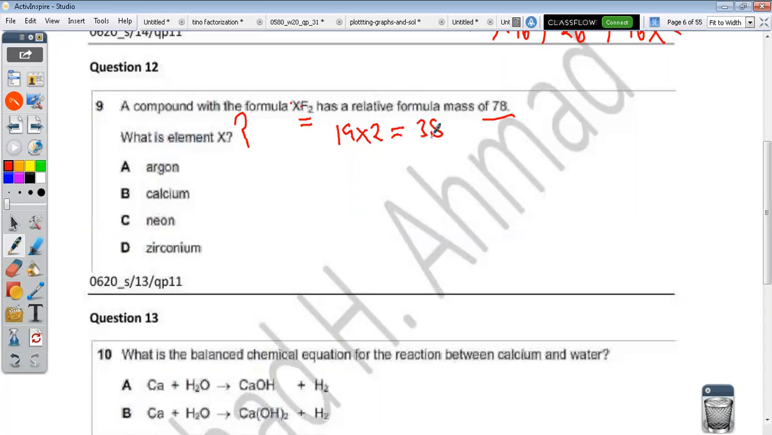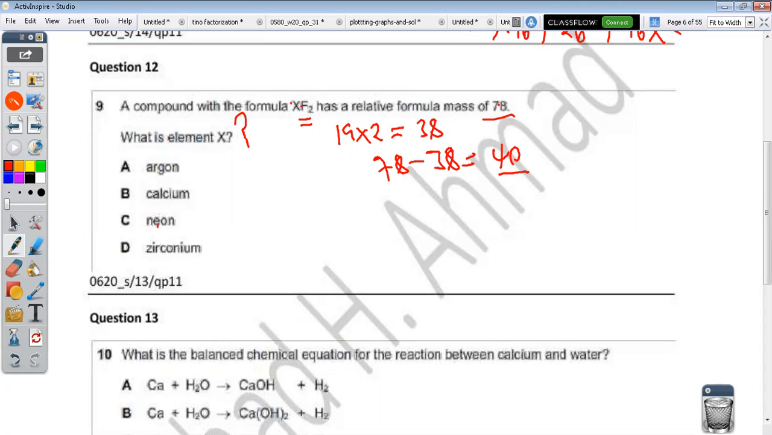It's 38. Then we take away the 38 from this, because this is contributing. It's F2. So we take away 78 minus 38. What do you get? We get 40. So we want a compound from this with a mass of 40. Can you check what you are given? Which ones have got masses of 40?